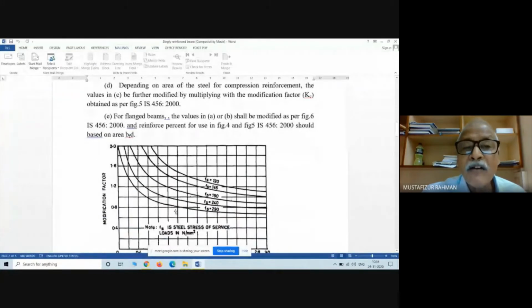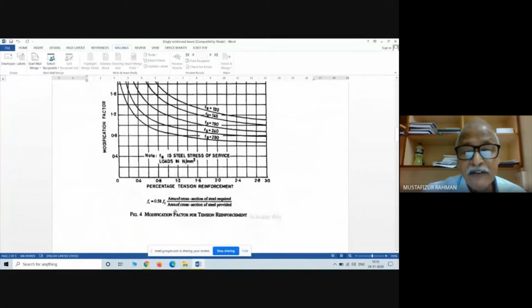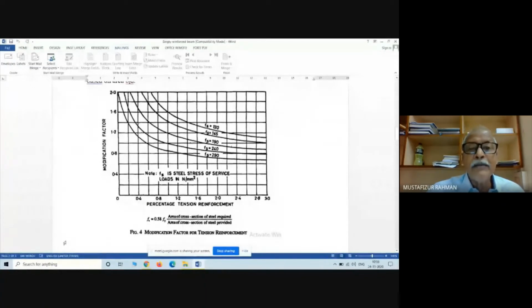Depending on the area of steel for compression reinforcement, the values in C be modified by factor K obtained from figure 5. So this is figure 5. This is available in your IS 456. I just reprinted it from that. See here, the bottom is the percentage of tension steel. This is the modification factor.